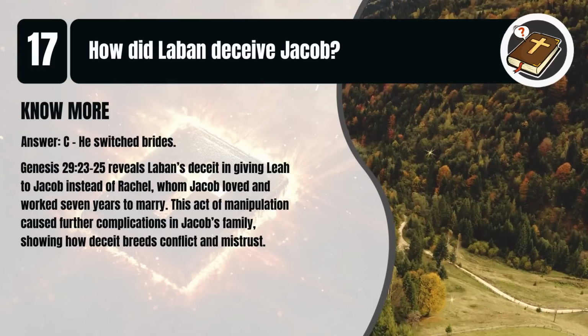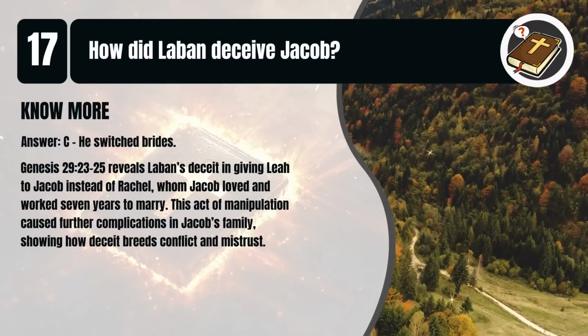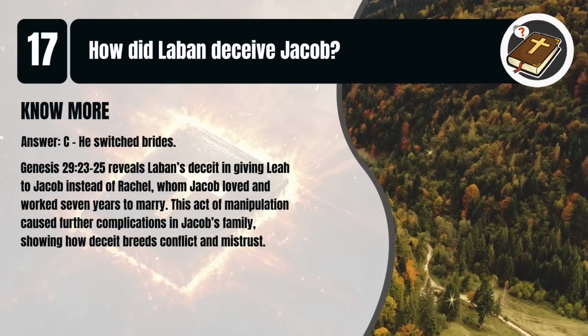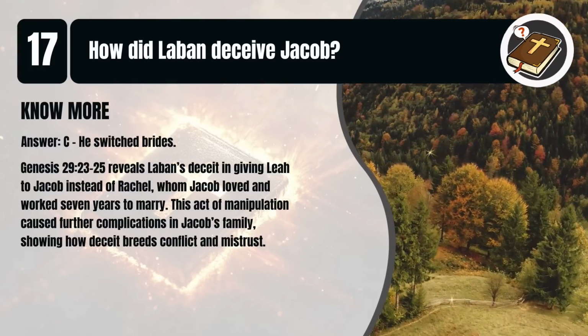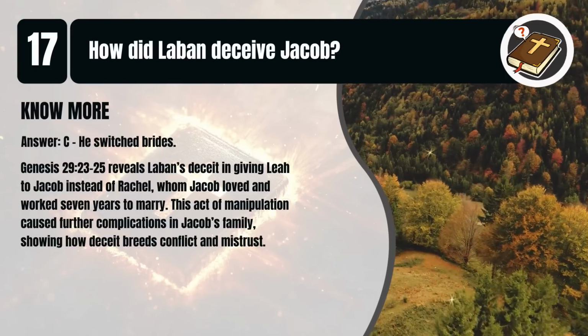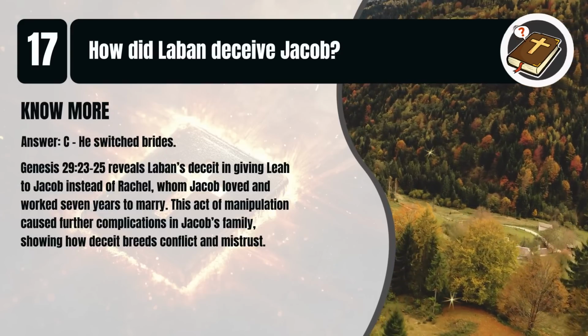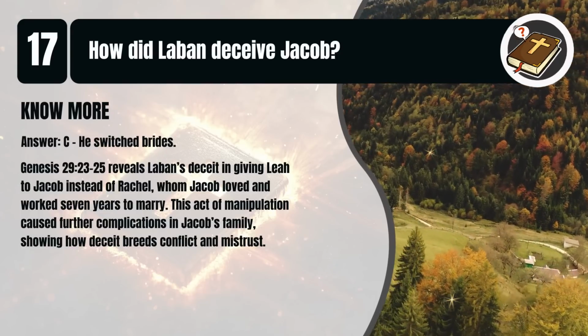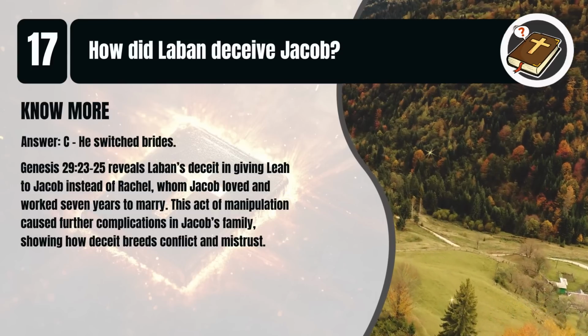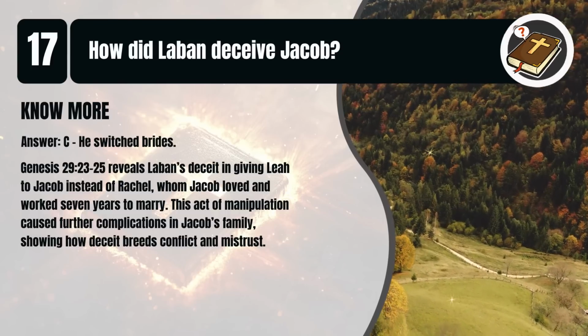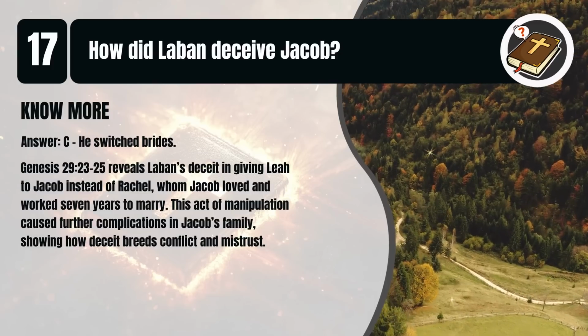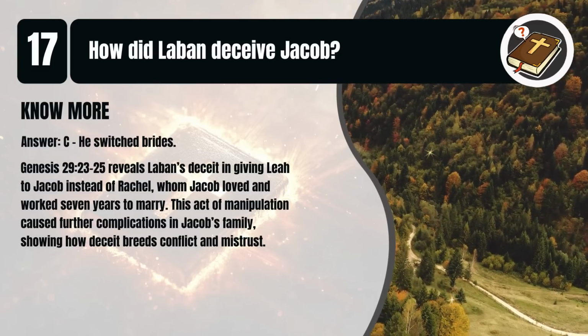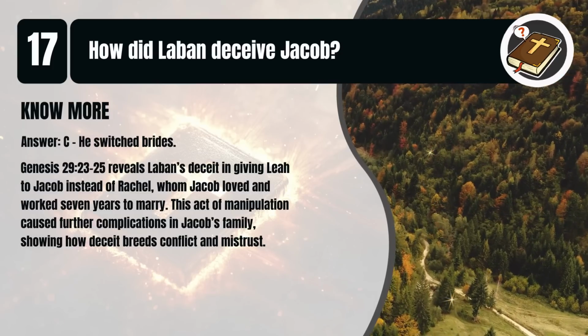That's C. He switched brides. Genesis chapter 29 verses 23 to 25 reveals Laban's deceit in giving Leah to Jacob instead of Rachel, whom Jacob loved and worked 7 years to marry. This act of manipulation caused further complications in Jacob's family, showing how deceit breeds conflict and mistrust.